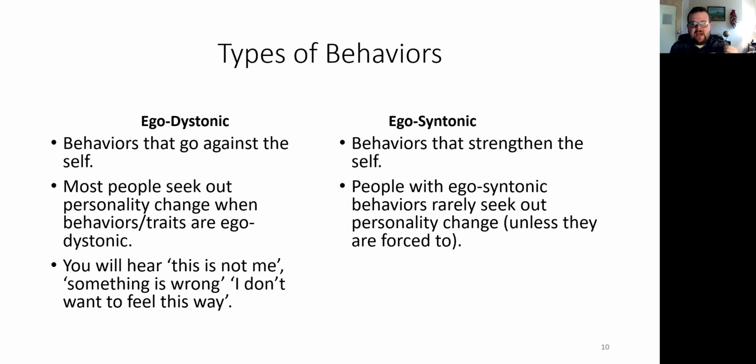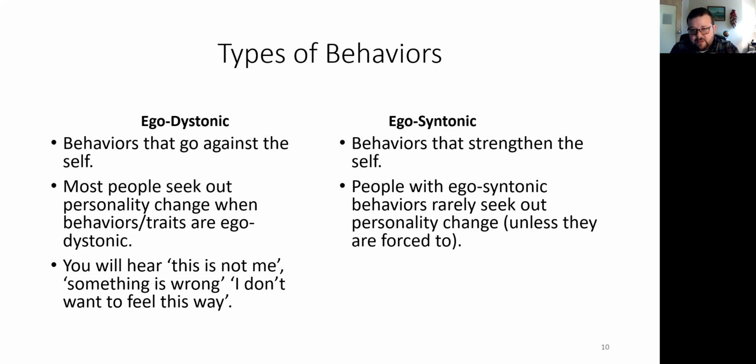So, this is not me, I want to be a different person, and that's what we call ego dystonic. Ego syntonic is going to be behaviors that strengthen the self. So people who are engaging in ego syntonic behaviors rarely seek out personality change unless they're forced to. This can be someone who's mandated to counseling, someone who's forced by the legal system to go through some sort of substance abuse treatment or mental health treatment.